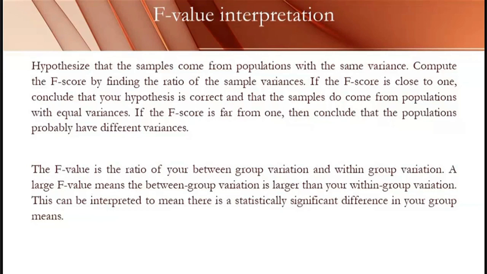But in our case, our F value was around 38. It is greater than 1. It means we are rejecting our null hypothesis. So the samples do come from populations with equal variance if it is close to 1. We assume the populations come from equal variance, right? If the F score is far from 1, then conclude that the populations probably have different variances. I hope you have understood the importance of F value.